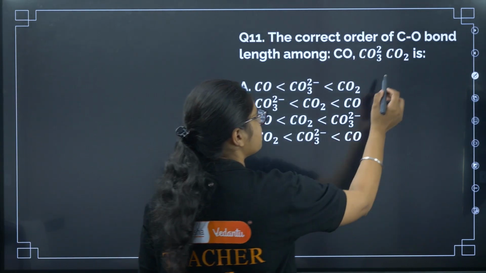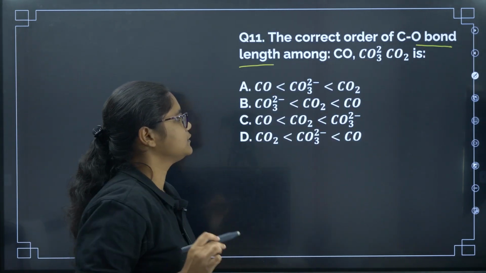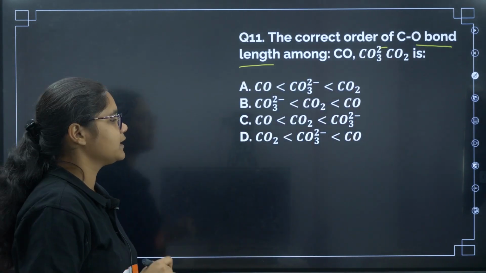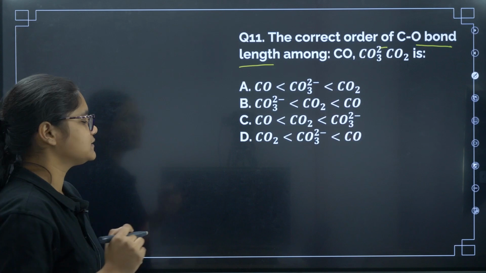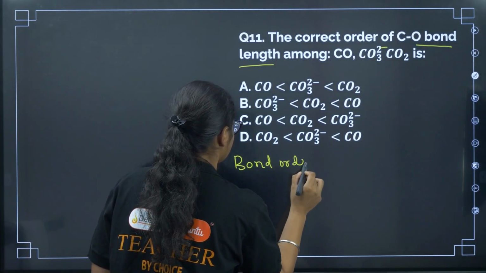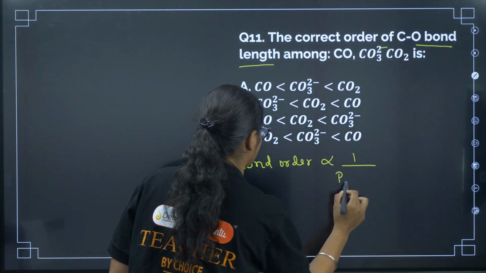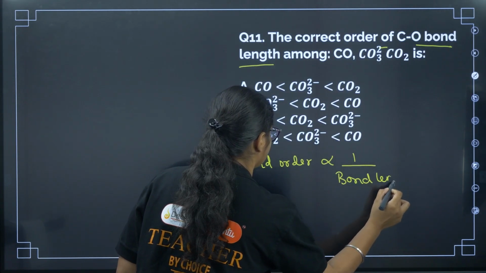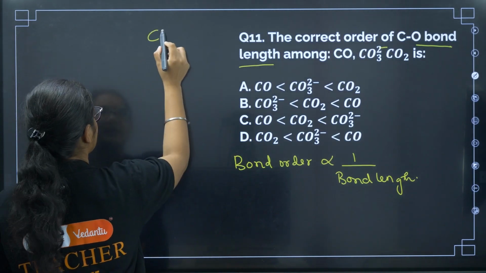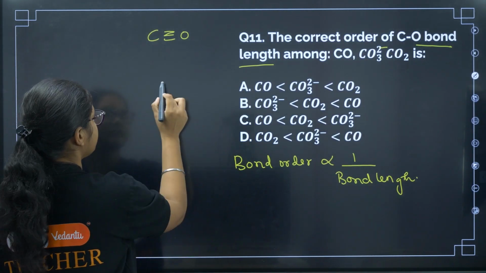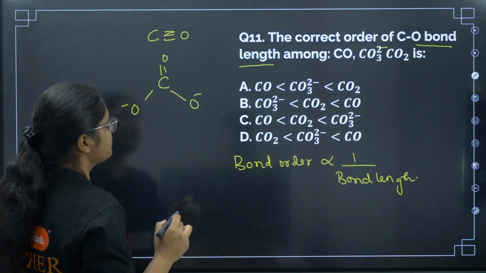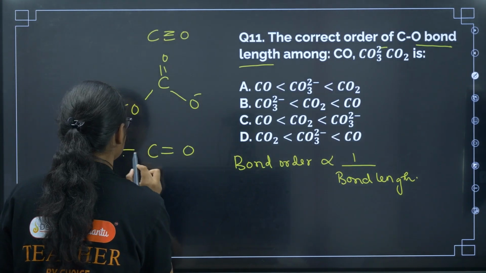The correct order of bond length among CO, CO3 2 minus and CO2. So this is an important question again. Bond length and bond order, what is the relation? If you know, bond order is inversely proportional to bond length, right? So now if you see the structures here, CO is having a triple bond. CO3 2 minus structure is like this. And then we have CO2, right?